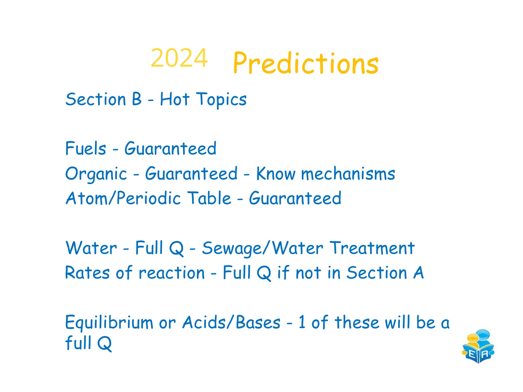So although I've given quite thorough predictions for section A, section B is a little bit less predictable, but definitely you can see trends that happen every year. So hot topics: fuels is definitely a guaranteed question with some thermochemistry thrown in. You're guaranteed an organic question, and as I said, we've gone through it already. You need to know your mechanisms and you need to know your families. And then the atom and the periodic table is pretty much a guaranteed question as well, also including their trends and including your radioactivity.